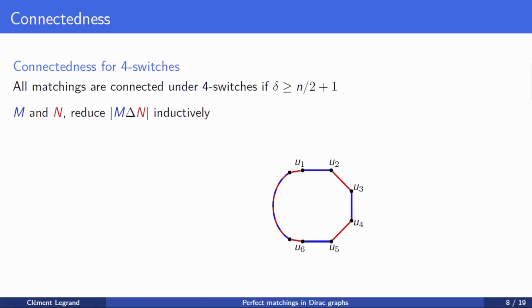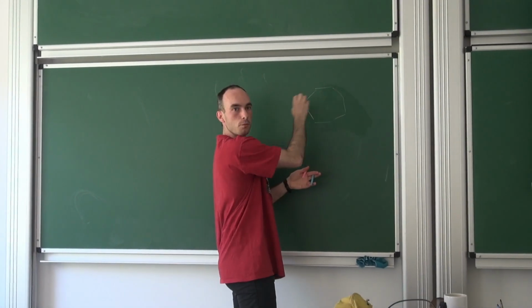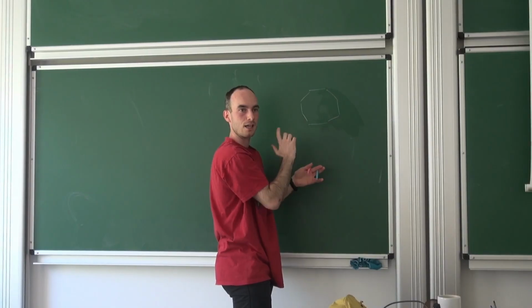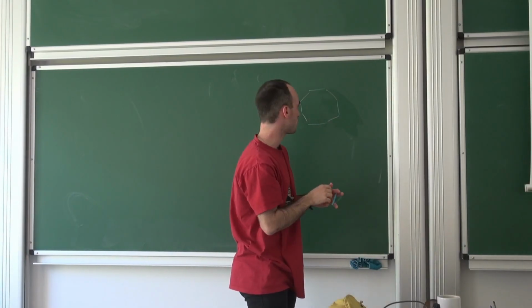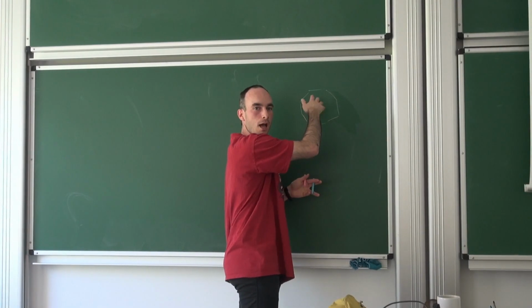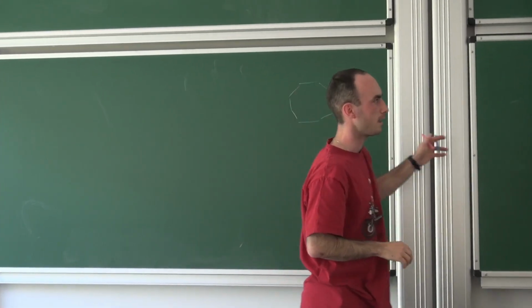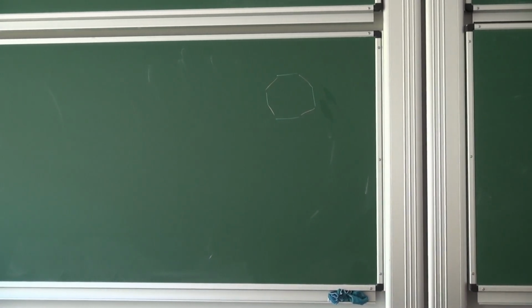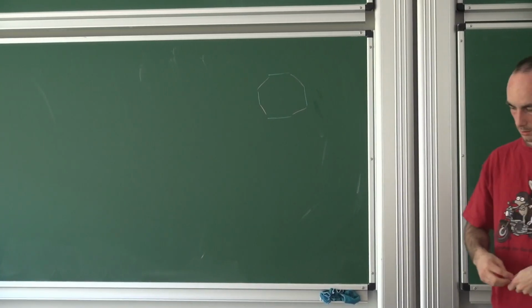So if I look at the symmetric difference, by observation, it's a collection of alternating paths on blue and red. So if one of those alternating paths has size less than 4, then I can remove the blue edges, add back the red edges, and I made some progress. So I can assume that this thing happens nowhere in my graph, and that all my alternating paths are long alternating paths.